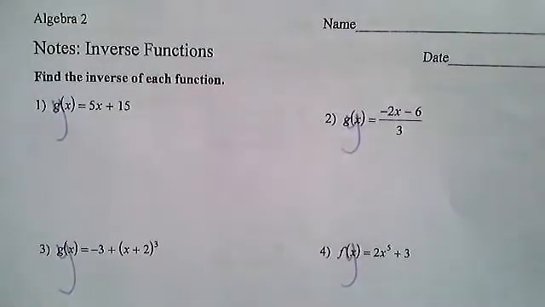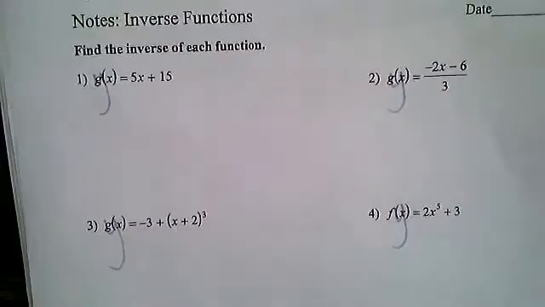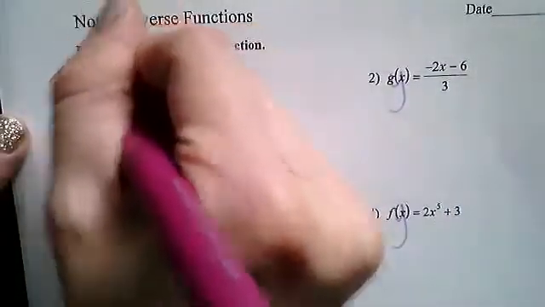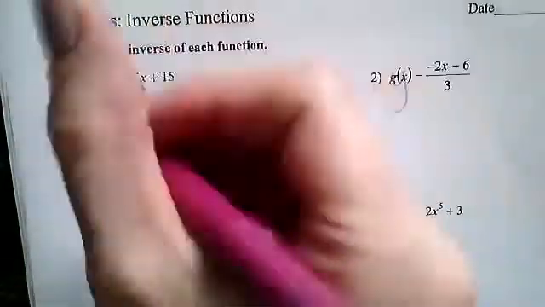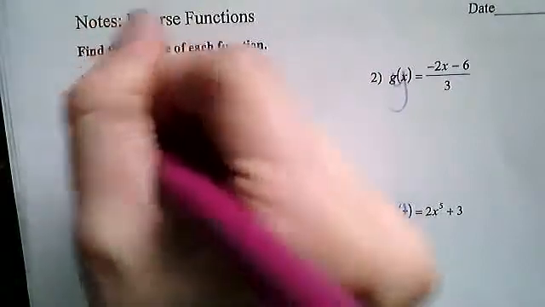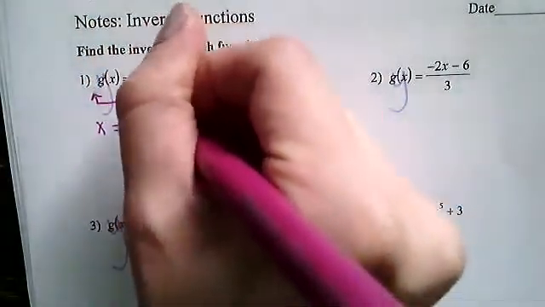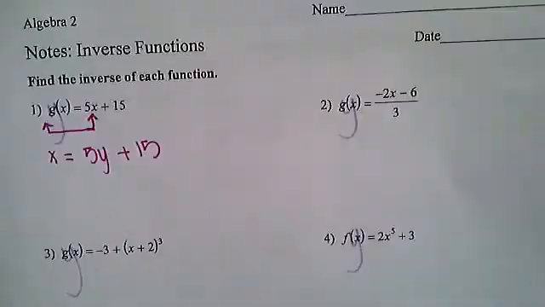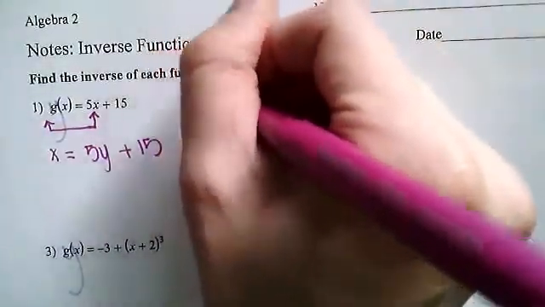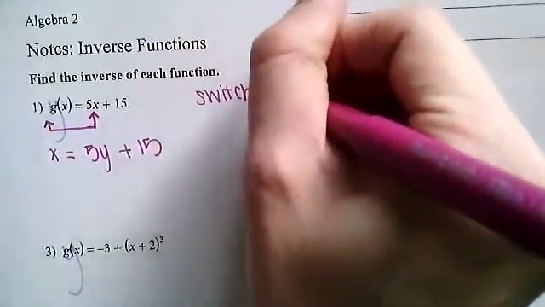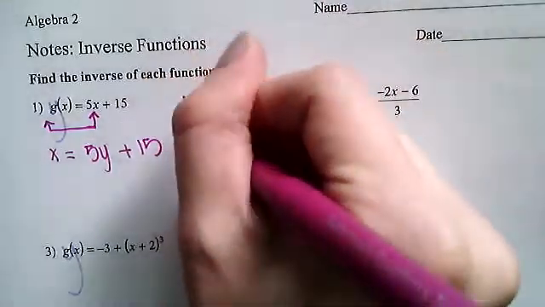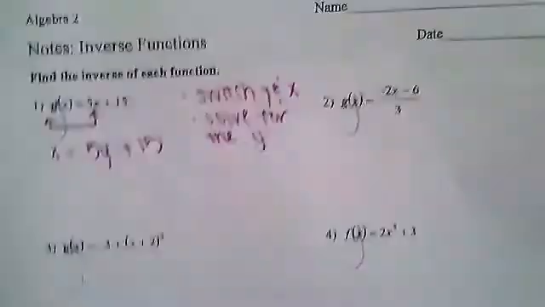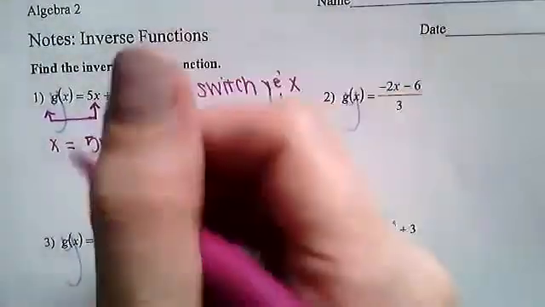So when you do inverse functions, the first step is to switch the y and the x, and only the y and the x. Everything else stays the same. So it's going to become x equals 5y plus 15. So you switch the y and the x. And then the second step is you solve for the y. So there's only really two steps.